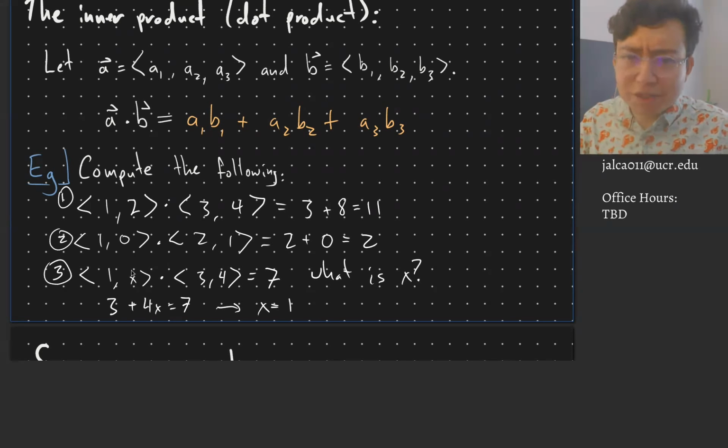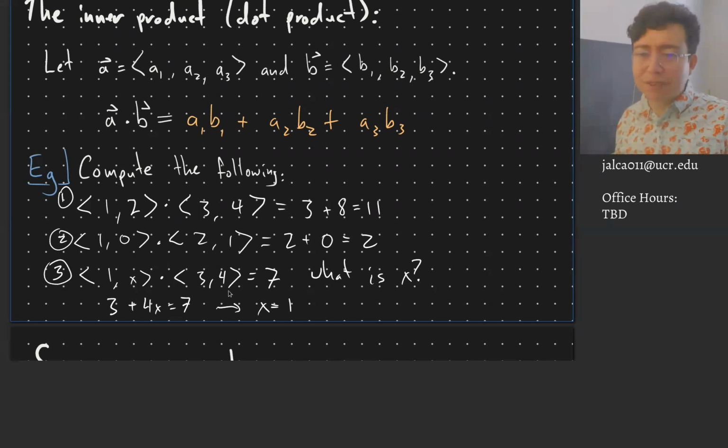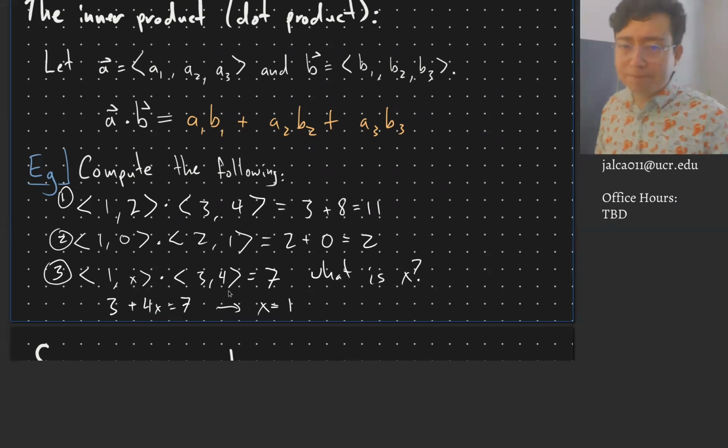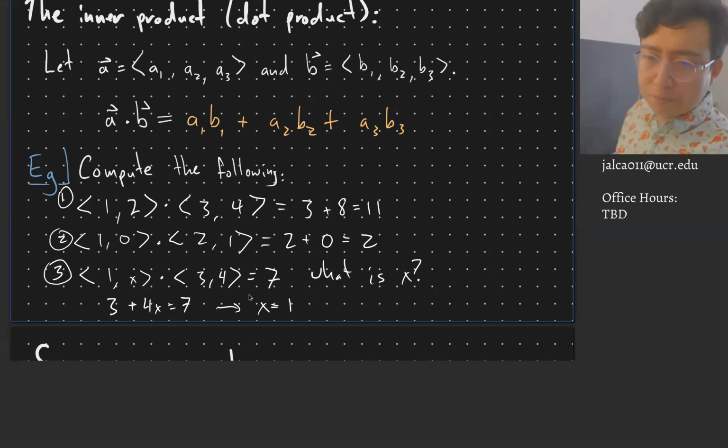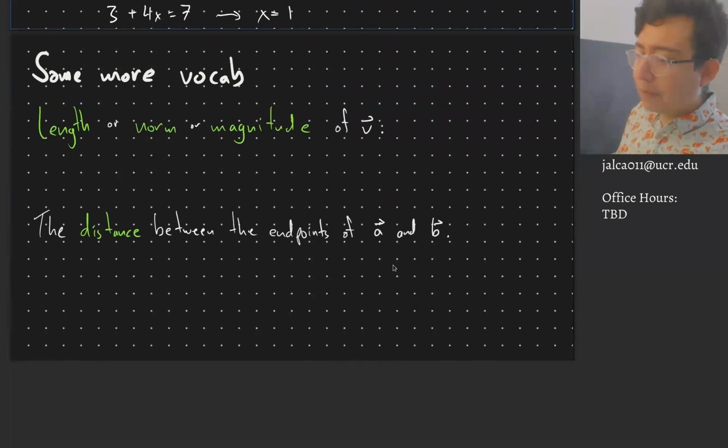Cool. So far, so good. So far, it's just a matter of computing things, right? Like if I give you 2 vectors, you can compute the inner product, and maybe upgrade it a little bit with problems like this. Okay. Cool. Again, if you have questions, feel free to ask. Okay, so let's talk about a little bit more vocab from this section.